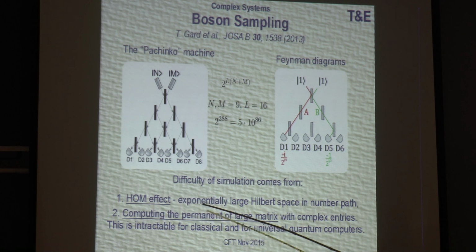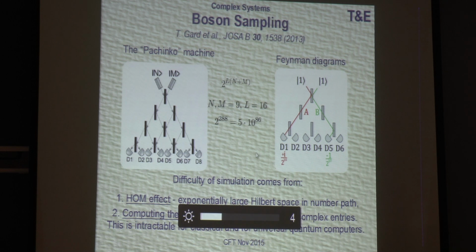The Hong-Ou-Mandel effect, which creates an exponentially large Hilbert space in number path, and the fact that at the end we are brought to computing the permanent of a very large matrix with complex entries.